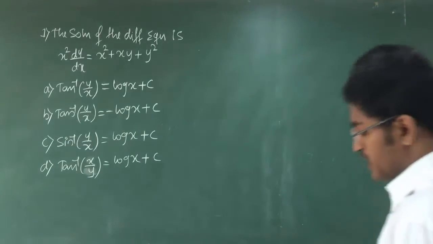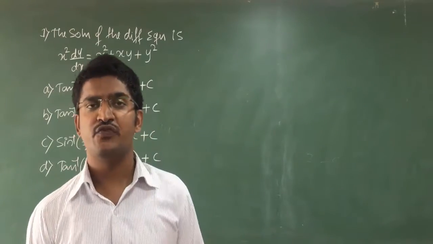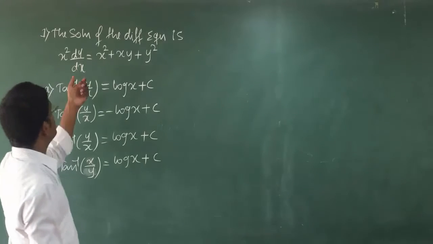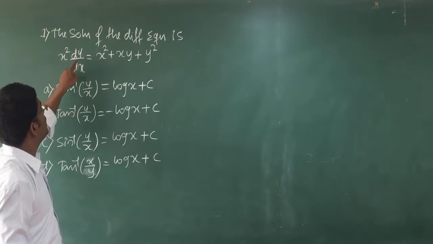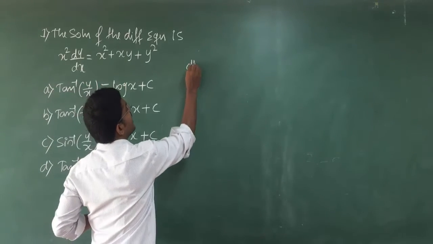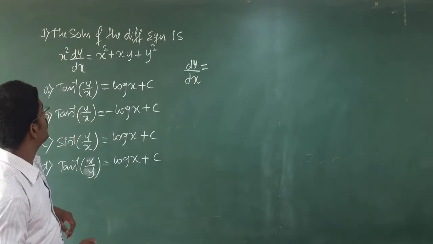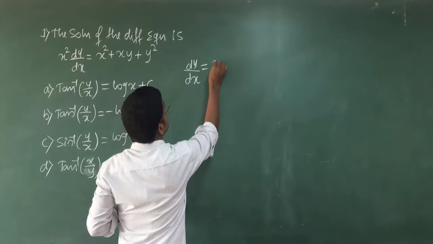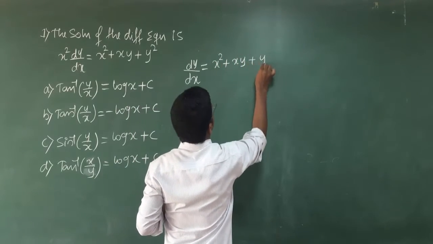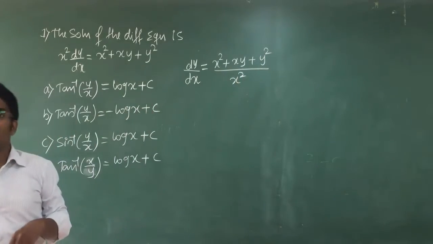Okay students, now let us solve one of the problems of homogeneous differential equation. Clear? So the given differential equation is x square dy by dx equal to x square plus xy plus y square. I can write it as dy by dx is equal to x square plus xy plus y square divided by x square. I will write like this.